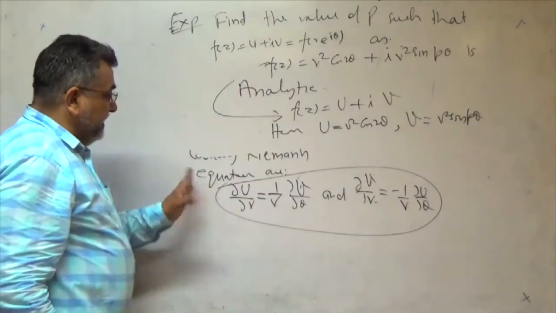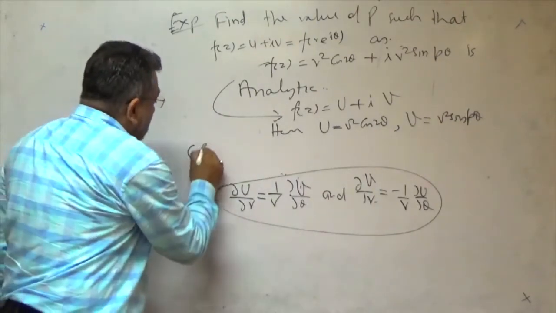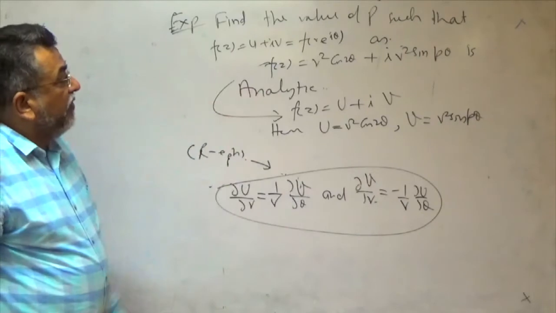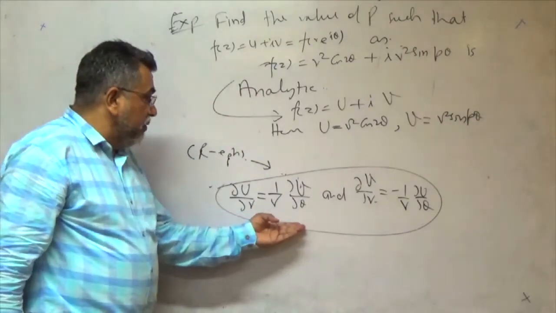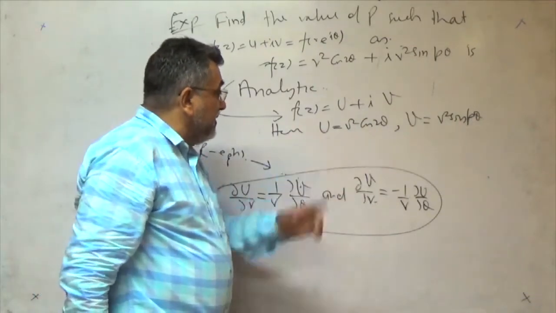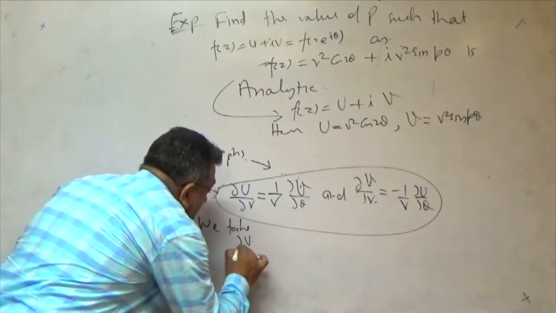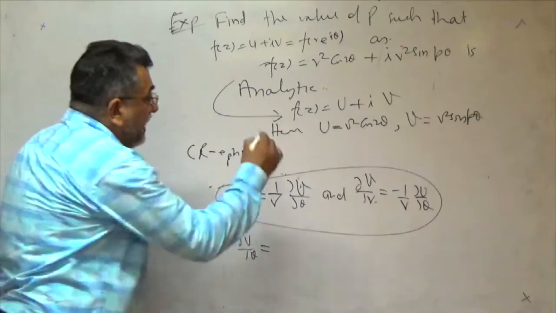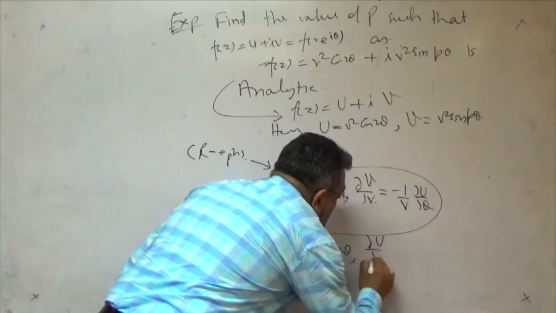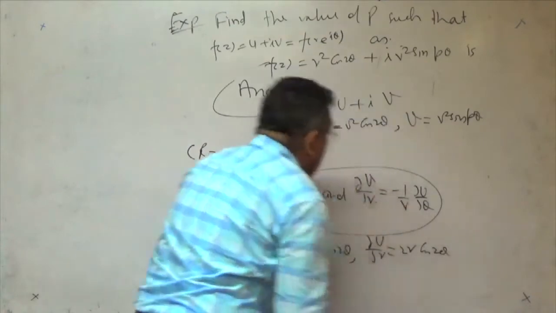And we know the CR equations, these are the CR equations. Now, here we have to check the analyticity of the function by using the CR equations. So we have to calculate the partial derivatives of these two, real and imaginary parts, with respect to r and theta. So first we calculate del u by del theta. Del u by del theta is minus r² 2 sin 2θ. Del u by del r is 2r cos 2θ.